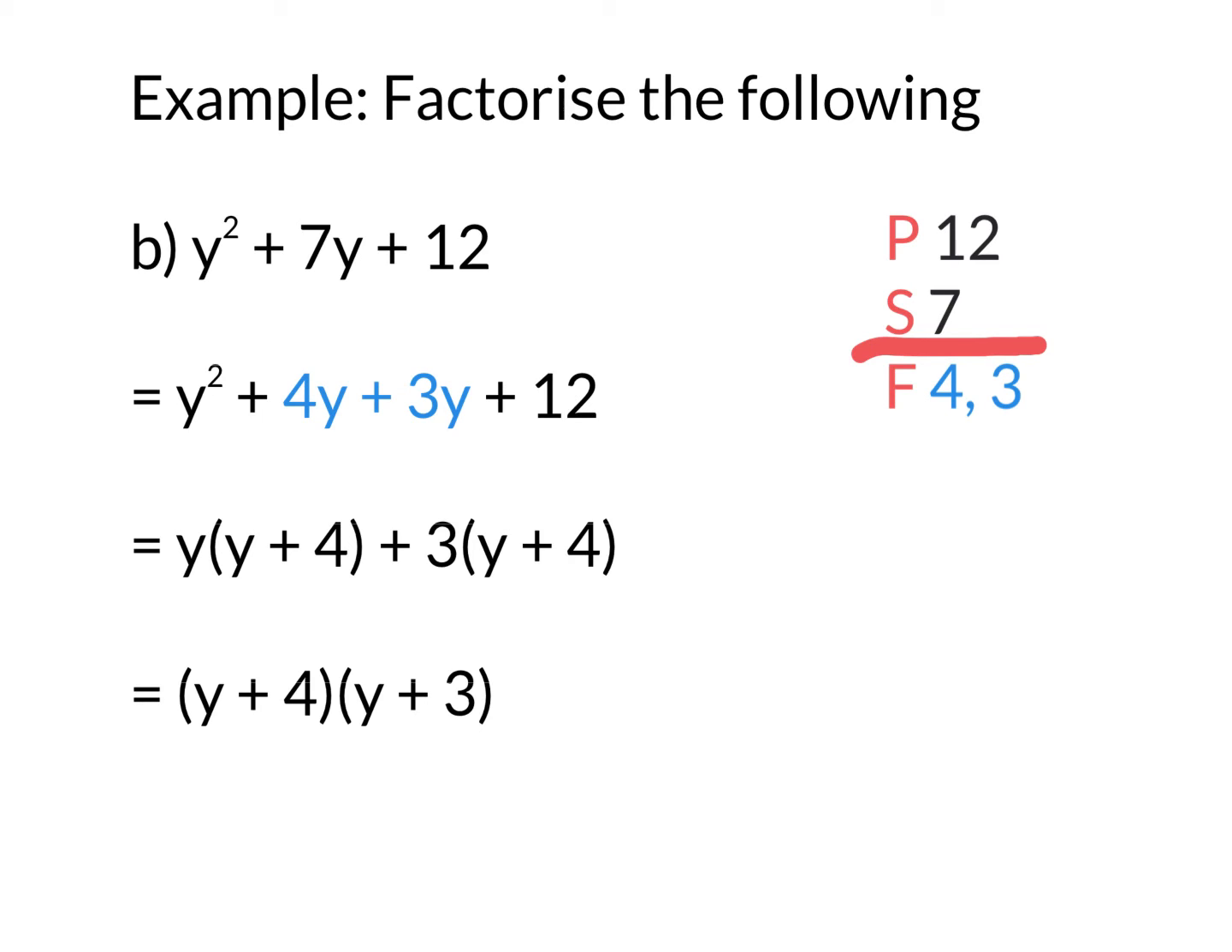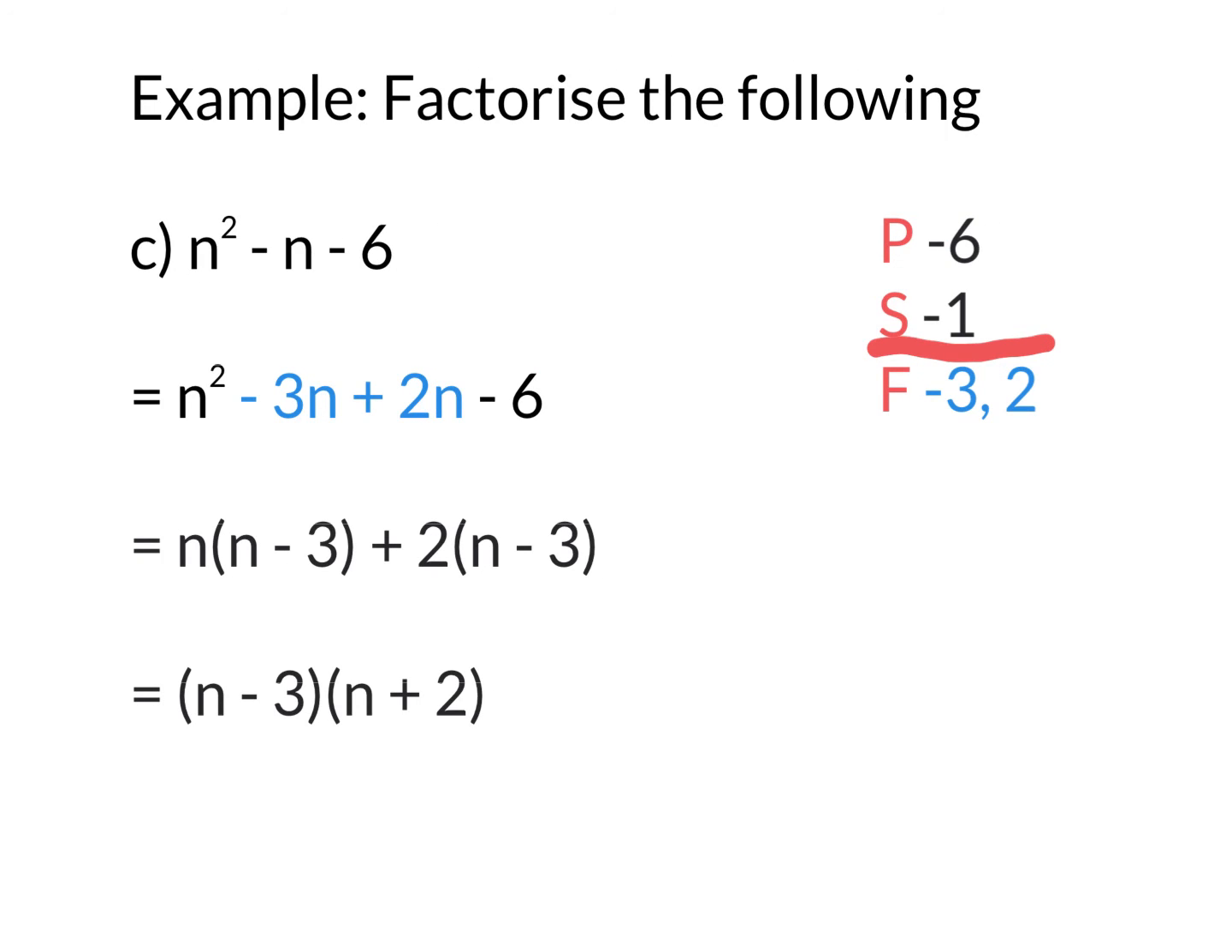Factorising y squared plus 7y plus 12. So the product is 12, the sum is 7. Two numbers that multiply to get 12 and add to give 7. Well, we have 1 and 12, 6 and 2, 4 and 3. And 4 and 3 makes 7. So that means we split that middle term, the 7y, up into 4y and 3y. Using our 4 terms, y outside of y plus 4 and 3 outside of y plus 4, giving us y plus 4 and y plus 3 as our solution.